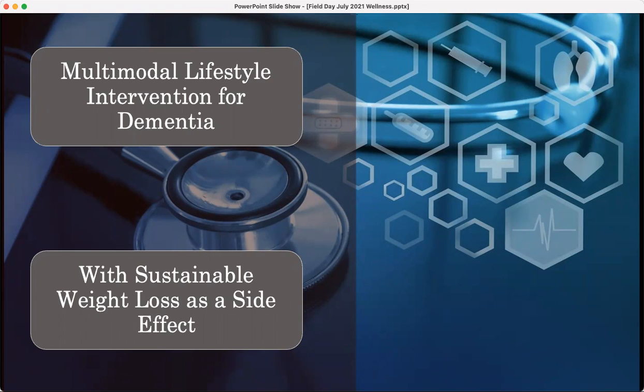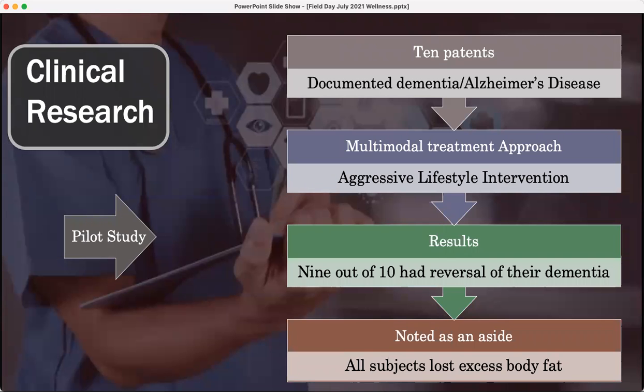So I want to present a multimodal lifestyle approach that I came upon back in 2014. This was a multimodal lifestyle intervention study that I read. And interestingly, all the participants had a weight loss, a sustainable weight loss, actually a side effect of their intervention program for dementia. It was just a pilot study. This means that it only had 10 patients back in 2014, and they all had documented dementia or Alzheimer's disease.